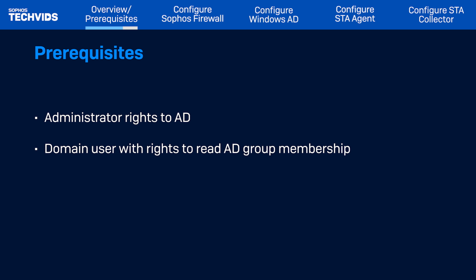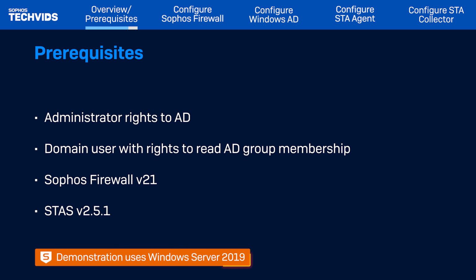To follow along, this setup requires Sophos Firewall version 21 and STAS version 2.5.1. The following demonstration uses Windows Server 2019. Note, a valid base firewall license is required for STAS to function properly. Let's get started with Sophos Firewall configuration.